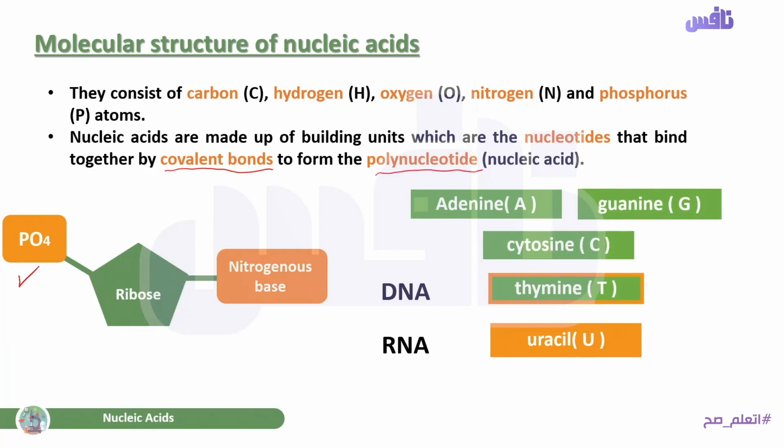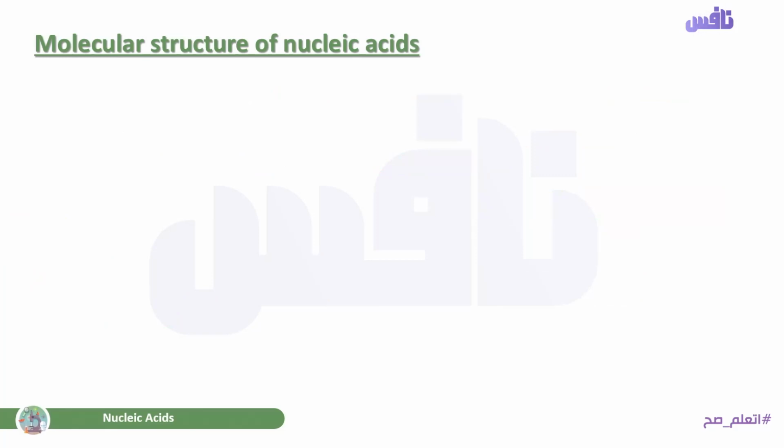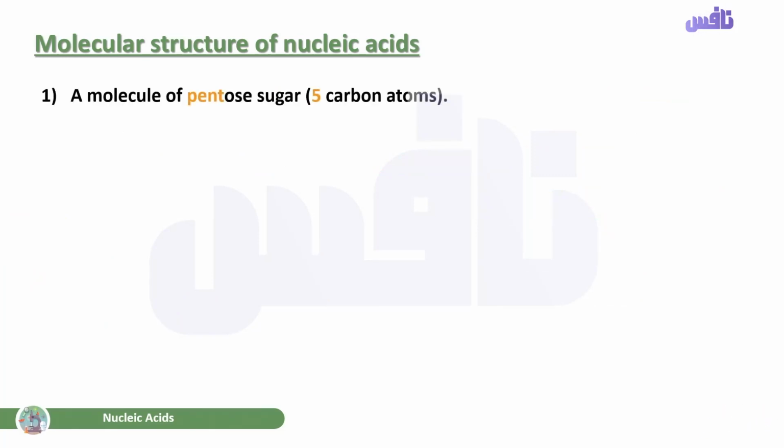Okay, so now we know the shape of the nucleotide in general. Now we must take it at the molecular level, so let's take the molecular structure of nucleic acids. The first thing I have is a pentose sugar. The pentose sugar is either ribose or deoxyribose, depending on whether I have DNA or RNA. Then the pentose is composed of 5 carbon atoms. Just have a look here. We have carbon number 1, 2, 3, 4, 5. This is the pentose sugar.